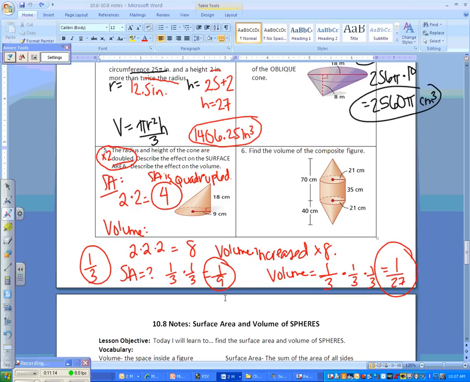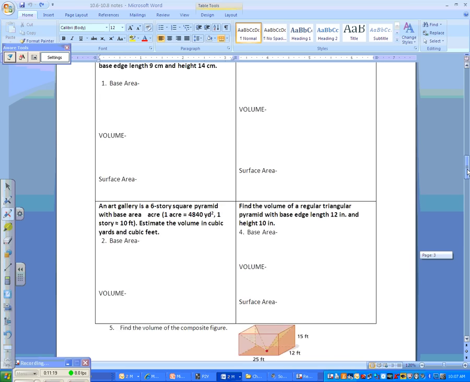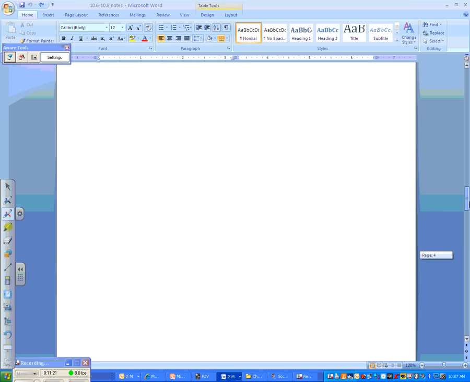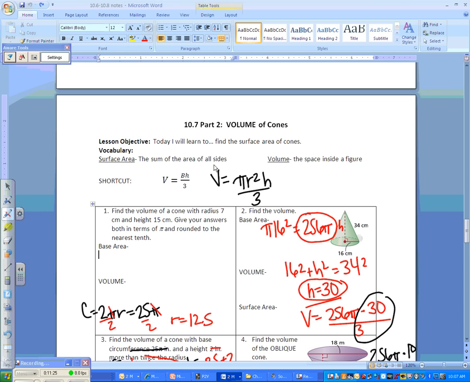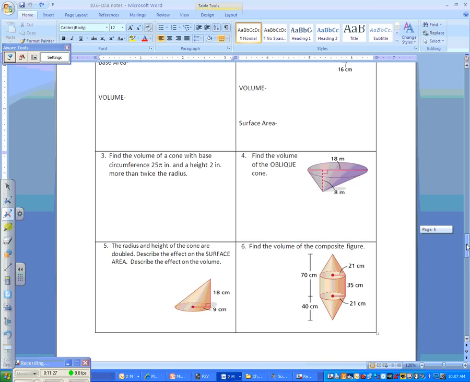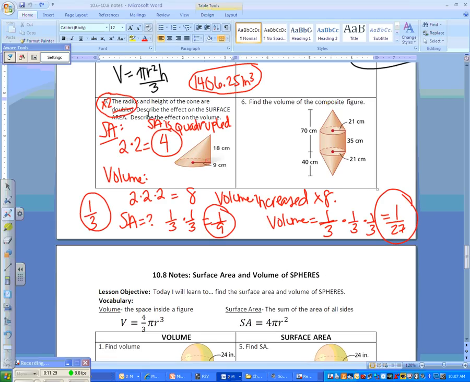All right, so we talked about, video's getting a little long, I apologize. We talked about 3 things. We talked about volume of pyramids. We talked about volume of cones. The formula is still the same. Take the area of the base times height divided by 3. And then the last thing we talked about is what happens to surface area and volume if you change the dimensions.